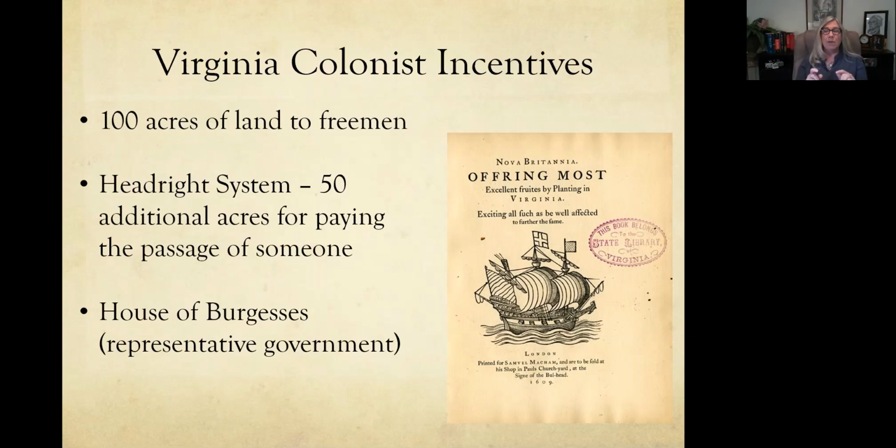Well, if I was the person who had paid for you to get here, not only do I get your labor for this period of time, but I'm also going to be given an additional 50 acres of land for paying for you to come over here. So I've got my original 100 acres. I've got another 50 acres for bringing someone over here. And if I had a lot of money, I could very quickly amass thousands of acres of land that I control, and I have a built-in labor supply because of these indentured servants who are bound to work for me for a period of about 5 years or so, 5 to 7 years. What better arrangement is that?